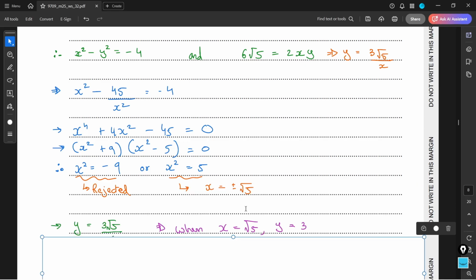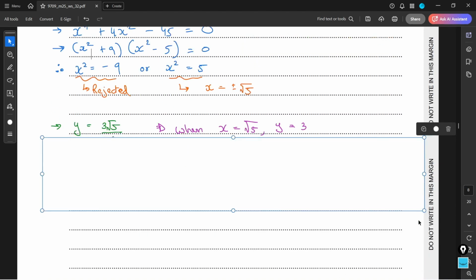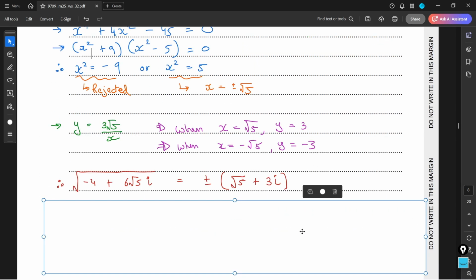And now that I'm having the values of x, I can substitute it over here to find the respective values of y. And that is the final thing that I'm doing over here, that when x is equal to positive root 5, y is equal to 3. When x is equal to negative root 5, my y will be negative 3. And therefore, I can conclude that the square root of this given complex number is equal to plus minus square root of 5 plus 3i.